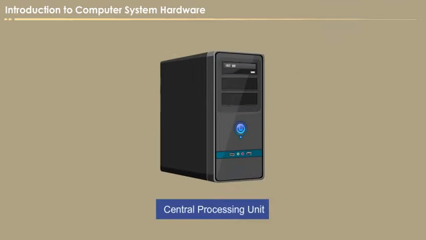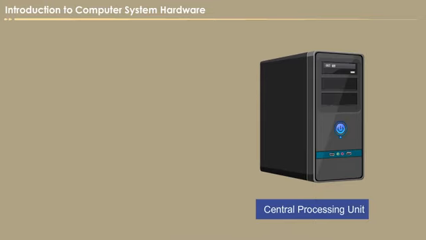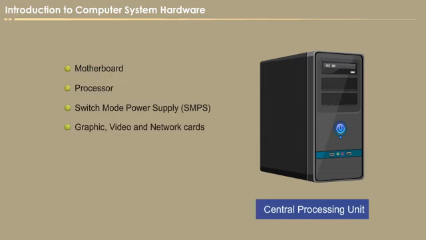Central Processing Unit. The CPU controls, coordinates and supervises the operation of a computer. It is responsible for processing the input data. The processor or CPU is also called the brain of the computer. Let us discuss the parts of the central processing unit. They are the motherboard, processor, switch mode power supply, normally called SMPS, graphic, video and network cards, hard drive, optical drive or CD, DVD drive, and RAM.